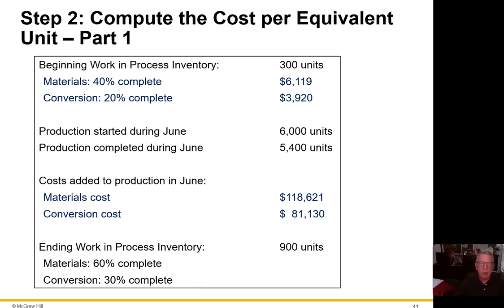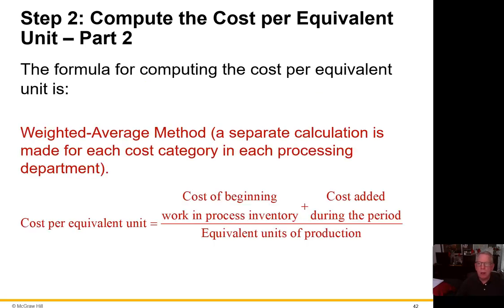Okay, now that we've set up the problem, the formula for computing the cost per equivalent unit is using the weighted average method. A separate calculation is made for each category in each processing department. So the cost per equivalent unit is going to be the cost of beginning work in process inventory plus the costs added during the period divided by the equivalent units of production.